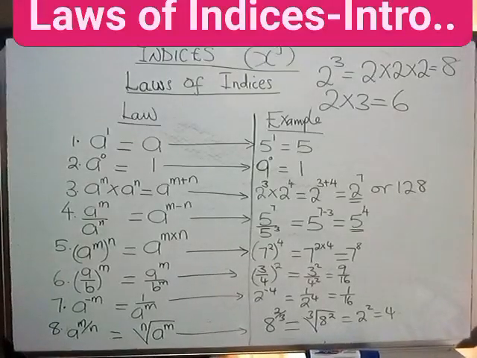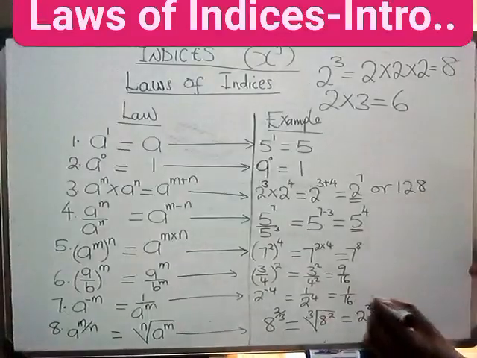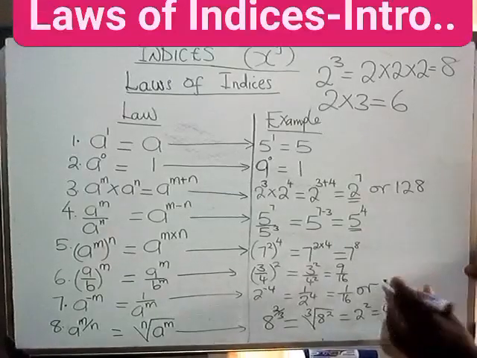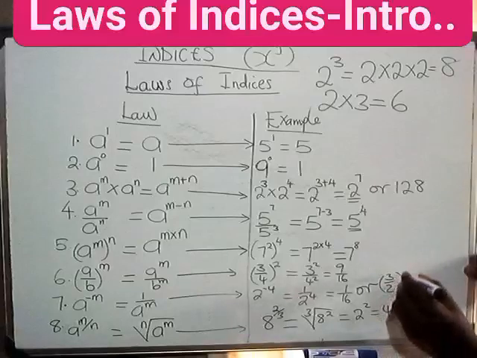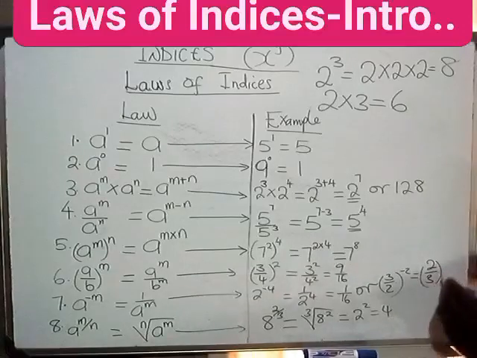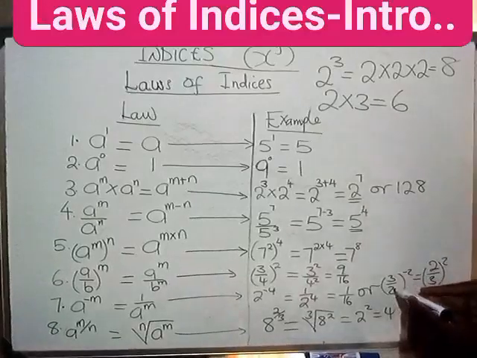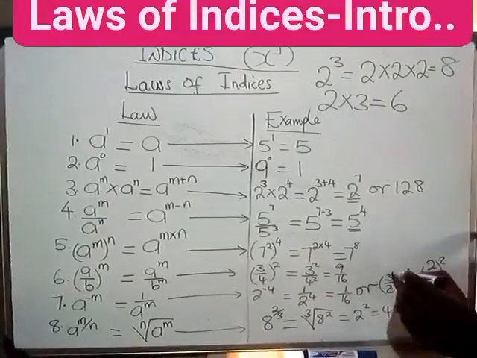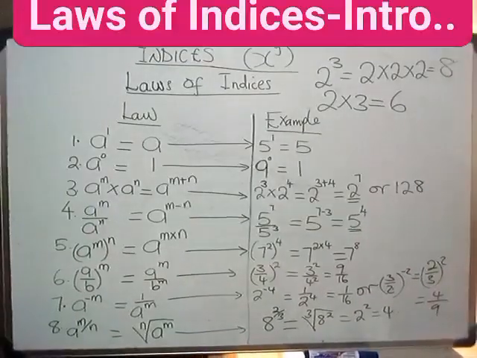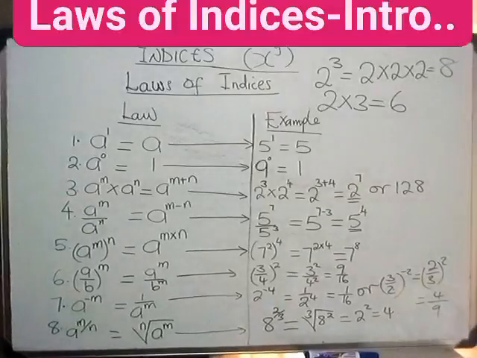So for example, we have 2 to the power negative 4. The answer will be 1 over 2 to the power 4, which will be 1 over 16. Another example, imagine I have 3 over 2, all to the power negative 2. This will be 2 over 3 to the power 2. So our answer will be 4 over 9. Why? The denominator becomes the numerator, and the numerator becomes the denominator, to the positive index. So this is what it means.